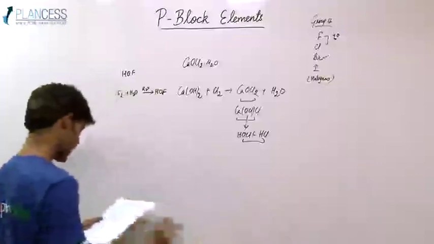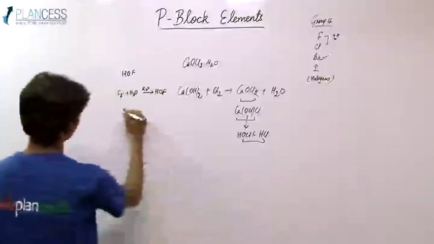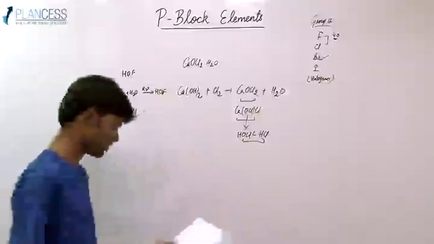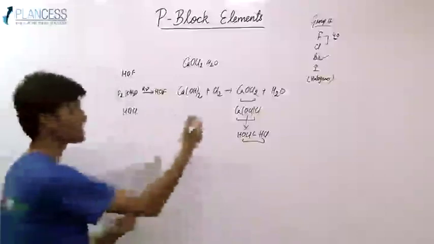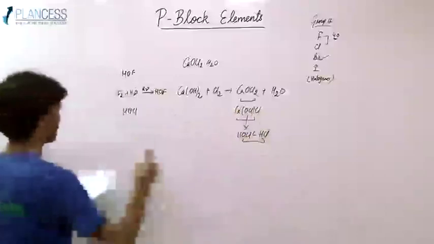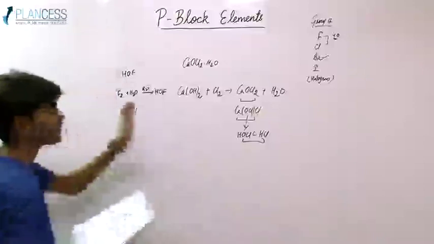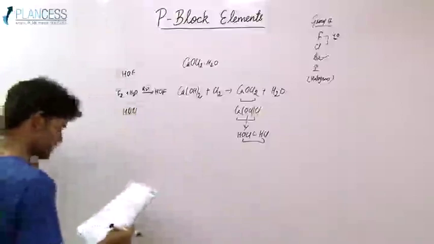Now talking about hypochlorous acid. HOCl is a weak acid, and HOBr and HOI are also weak acids. Most of the properties of HOCl, HOBr and HOI would be the same, while HOF, the oxyacid of fluorine, will be different and relatively different from the other Cl, Br and I in this case.